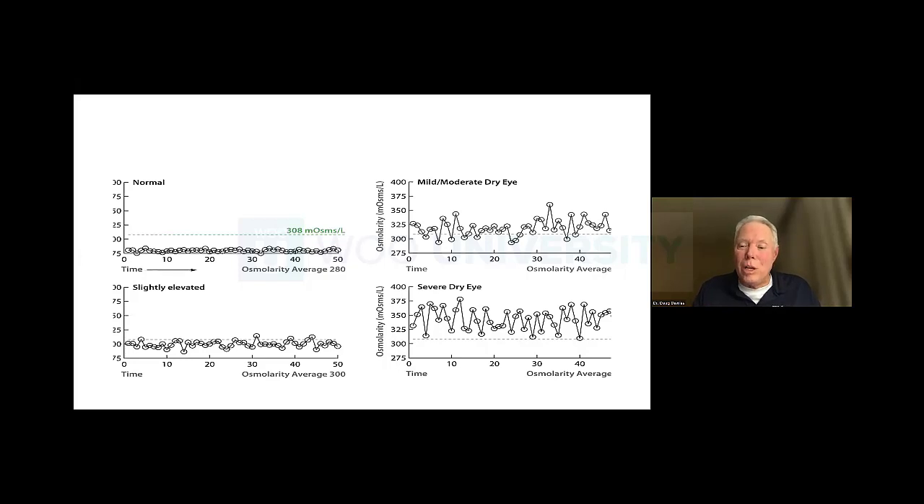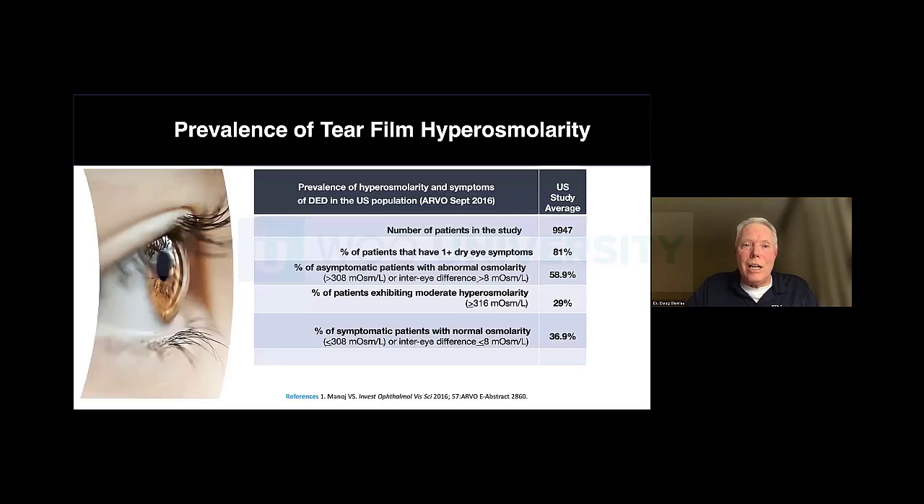And that's why we look for a difference between the two eyes of greater than 8 milliosmoles to help us determine that. So even if you were right around 300 and you had something that was 10 milliosmoles, that becomes suspect, and you have to start looking at that a little bit more.